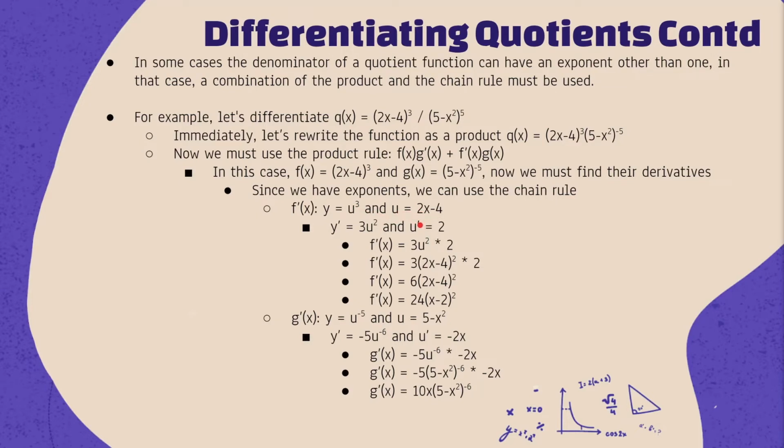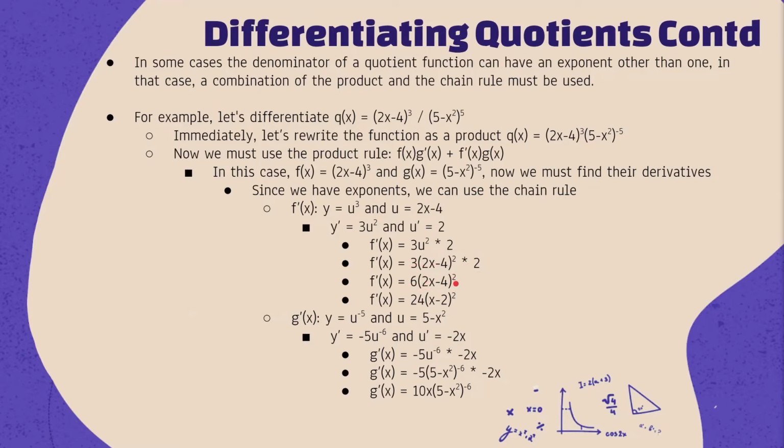So now what is the derivative of f of x? Well, it's a combination of y and u, right? Because that's what the chain rule is telling us to do. So let's put those together and we get 3u squared times 2. Now we could plug u back in, and so we get this expression here. We know 3 times 2 is 6.